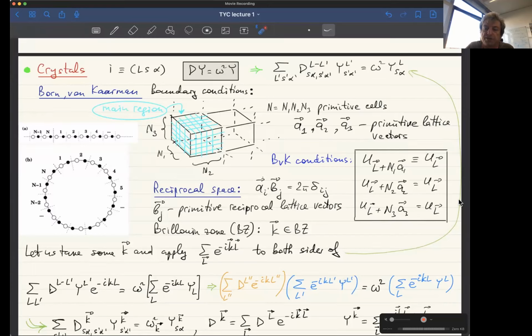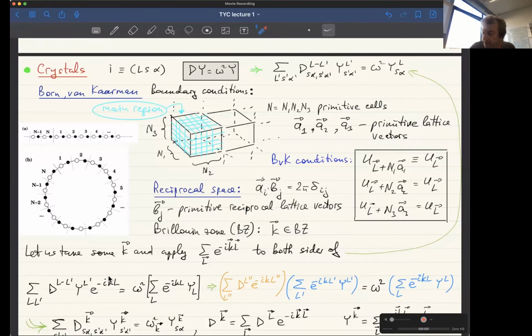And these conditions actually impose some important constraints on the possible vectors k, which can number different solutions of this equation. So if we take a particular vector k and apply this sum to this equation, so we basically would sum over, you see, here we have already a sum over L prime, but let's sum on the left over L and on the right over L, but also introducing this complex exponent.